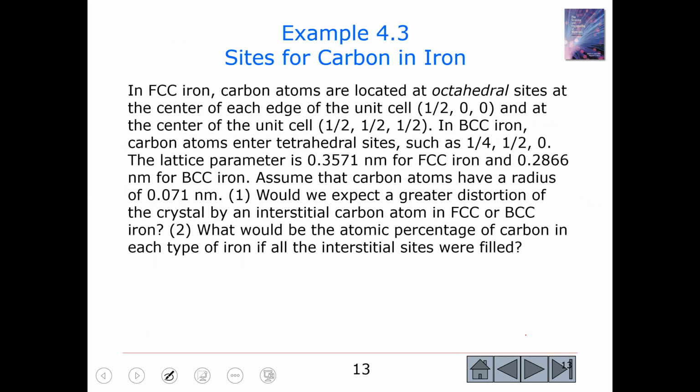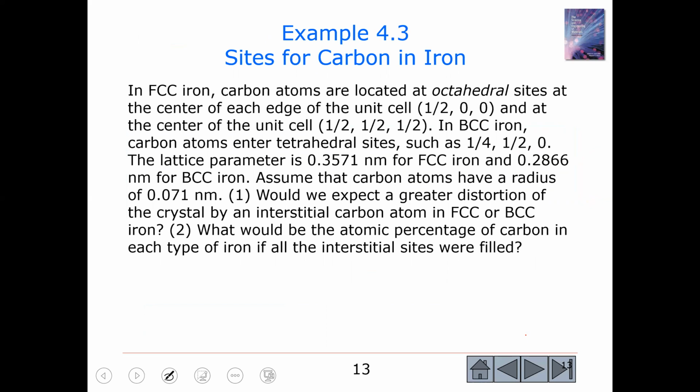So this is example number 4.3, which is sites for carbon in iron. Where does the carbon reside in iron? When you add carbon into iron, what sites or which location does it occupy? What location does the carbon occupy inside the iron structure?